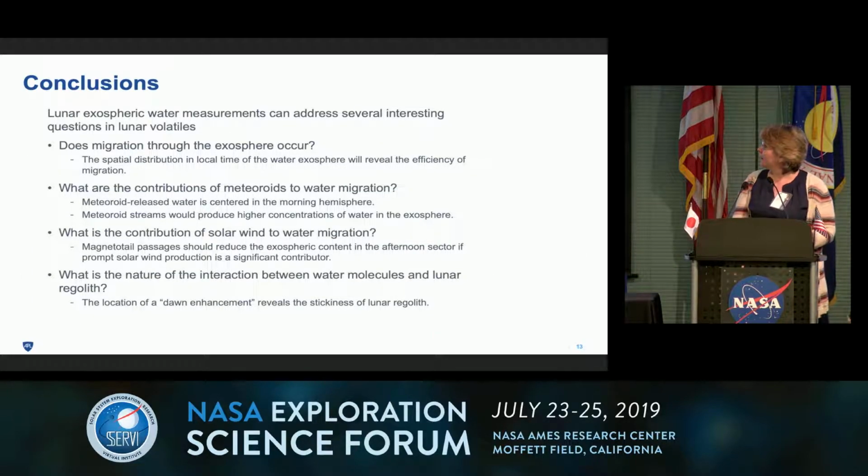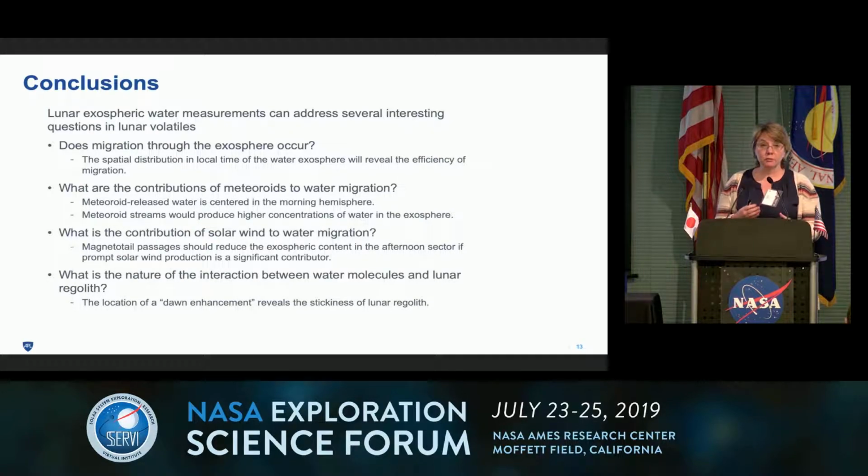Yeah, so in conclusion, if we get spatially resolved measurements of water in the exosphere of the moon, we can use that to learn a lot about the water cycle on the moon. For example, does migration occur in the exosphere? Well, if we see that the spatial distribution and local time has some peak at a specific local time and a matching latitude profile, that will give us a very good measure of what that activation energy is for release of water into the exosphere.